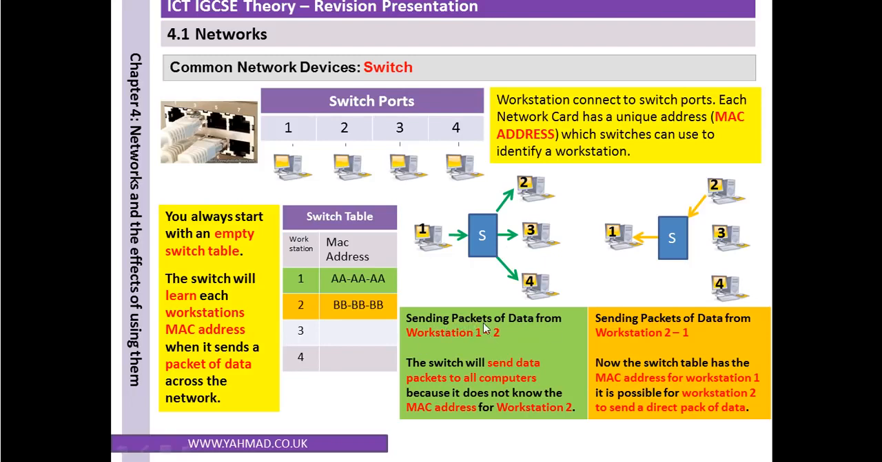Okay, so let's look here. Sending packets of data from workstation 1 to 2: the switch will send data packets to all computers because it does not know the MAC address for workstation 2. Let's look at this diagram now. Sending packets of data from workstation 2 to 1: now the switch table has the MAC address for workstation 1. It is possible for workstation 2 to send a direct packet of data to workstation 1.